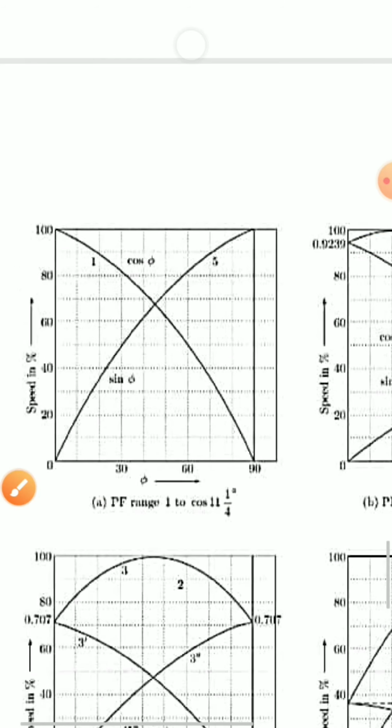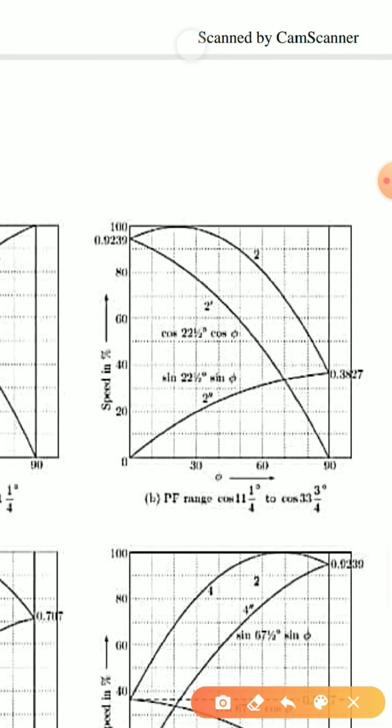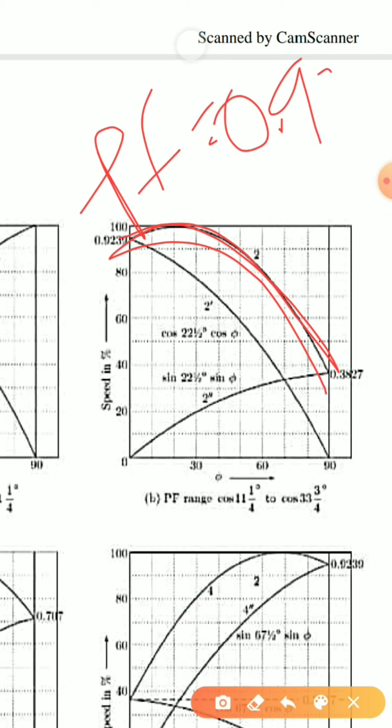So here we can see that this is the final value that I will get when my first gear is engaged. This is the final value that I will get when my fifth gear is engaged. This is the final value when my second gear is engaged. Second gear is for when the value of power factor is 0.925.